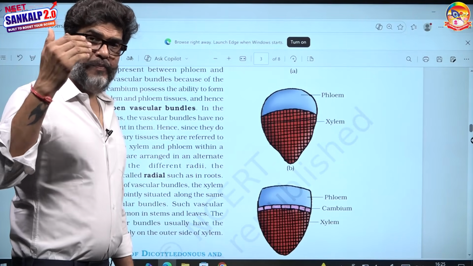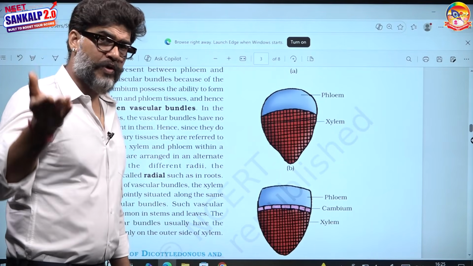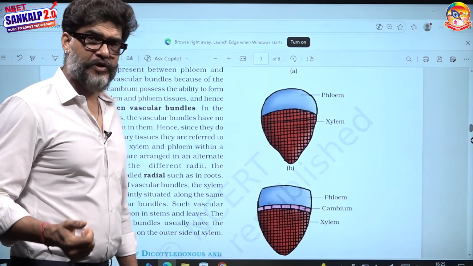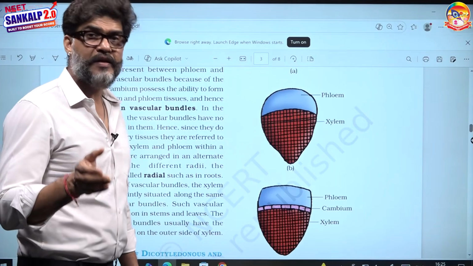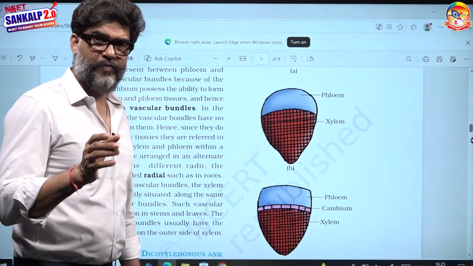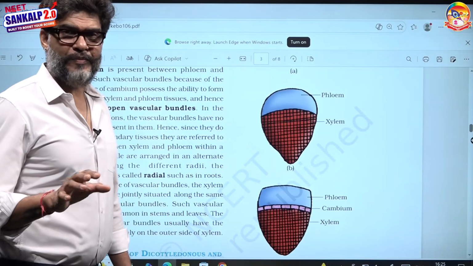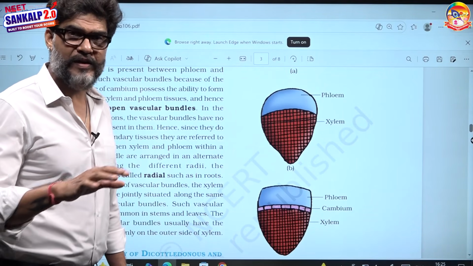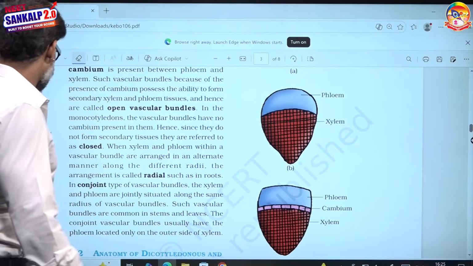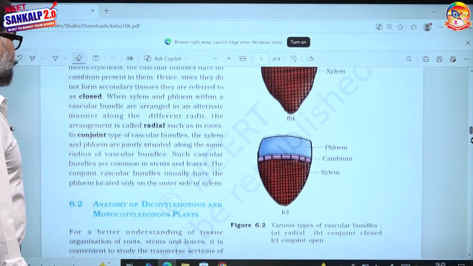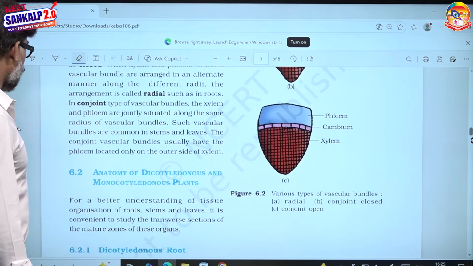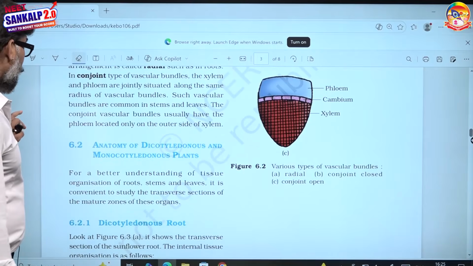Whenever primary phloem is present towards the outer side and primary xylem towards the inner side on the same radius, such conjoint vascular bundles are known as collateral vascular bundles. So most of the time conjoint vascular bundles are generally collateral. These diagrams also you have to keep in your memory.